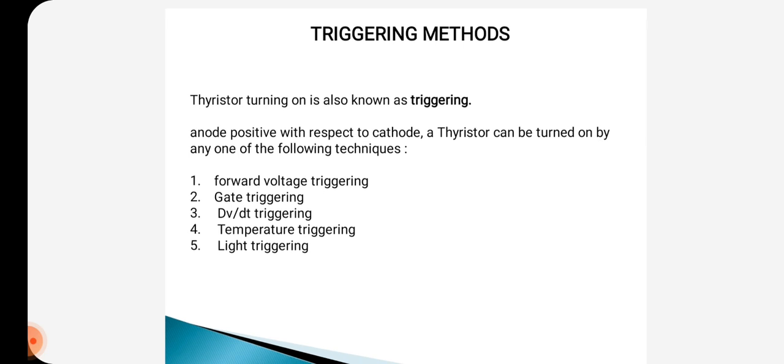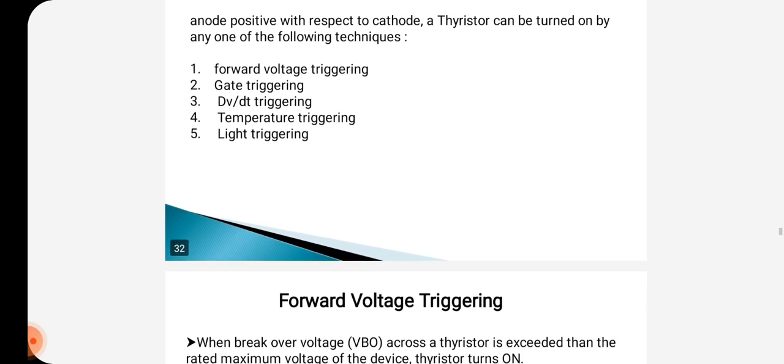Now the triggering methods of SCR. What is triggering? Turning on a thyristor is also known as triggering. Here the anode is positive with respect to the cathode. A thyristor can be turned on by any one of the following techniques. There are 5 techniques: forward voltage triggering, gate triggering, dV by dt triggering, temperature triggering and light triggering. We will see them one by one.